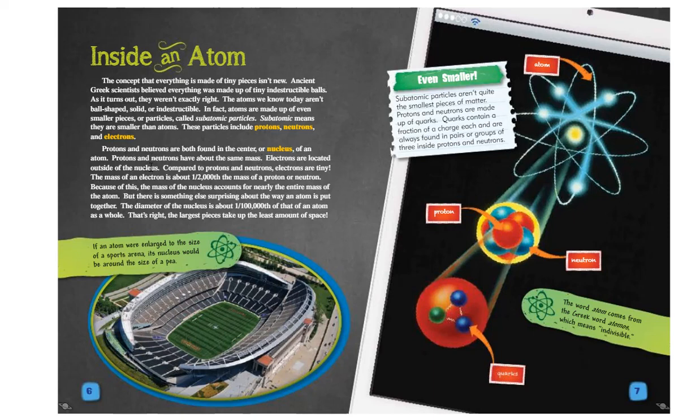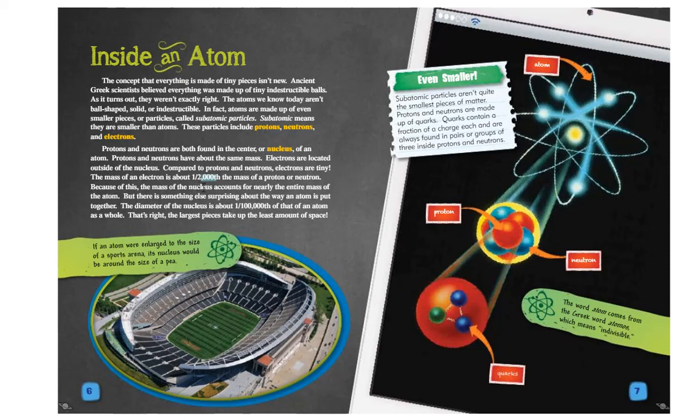Electrons are located outside of the nucleus. So if we look at that model of an atom right there, you can see how swirling around in these orbits around the outside are those smaller little particles right there. Those are the electrons. Compared to protons and neutrons, electrons are tiny. The mass of an electron is about 1/2000th the mass of a proton or a neutron. So that means it would take about 2,000 electrons to equal the weight of one single proton or neutron.